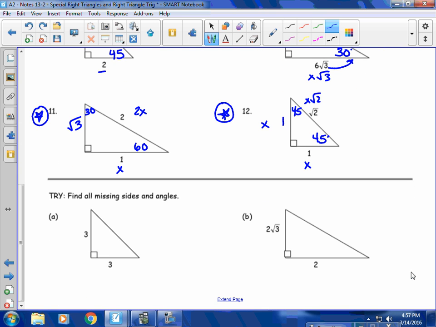Okay, so your turn. Take a couple minutes, see if you can find all the missing sides and angles of these two triangles. Pause the video for a second. Fill them in on your paper. And when you're ready to check to see if your answers are correct, unpause, and we'll keep going.